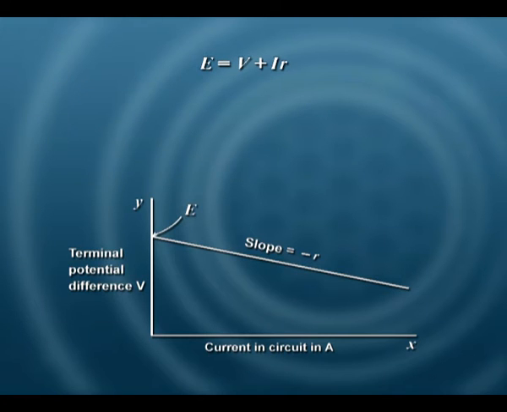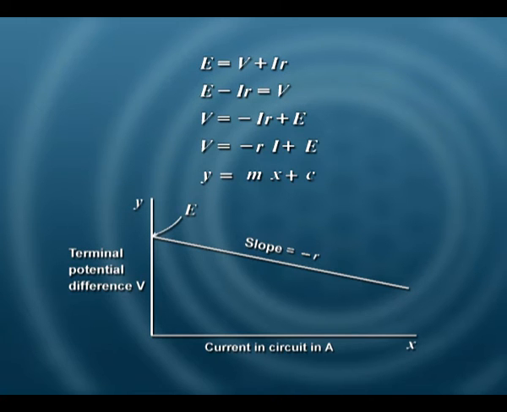E is equal to V plus I r. E minus I r is equal to V, and V is equal to minus I r plus E. So when we are making a graph of terminal potential difference and the current, our equation matches y is equal to m x plus c, and from here we can see that minus r is the slope of this line, it is negative, and E is the intercept. So from the graph we see that the intercept on the y axis is my EMF, and the gradient or the slope, which is minus r, is going to give me the value of the internal resistance of the cell.